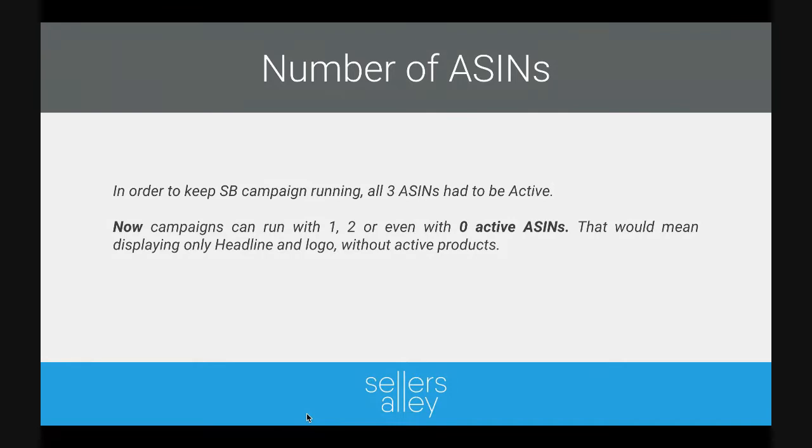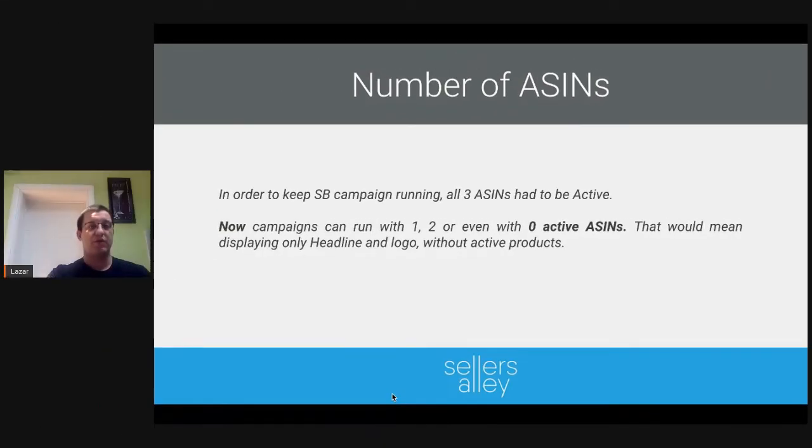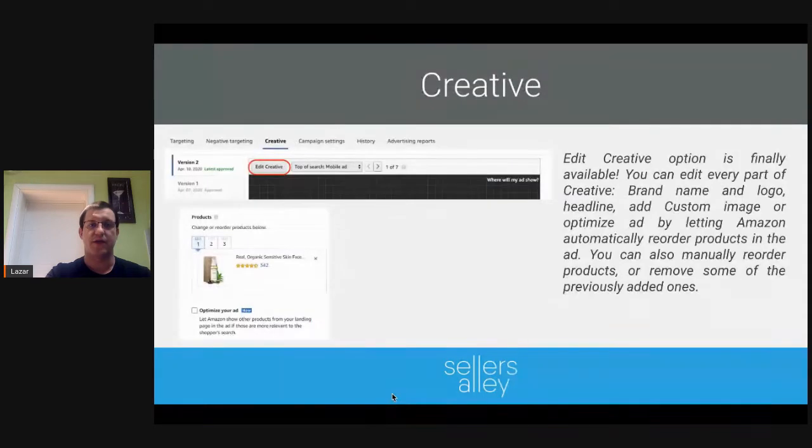So as I mentioned, now campaigns can run with 1, 2, or even without any ASINs. That would mean that your campaign would display only headline and only the logo, and that's it. No active products in it. It might be a good way to advertise your brand, but definitely you want to take the most value out of this campaign and have some products there advertised.